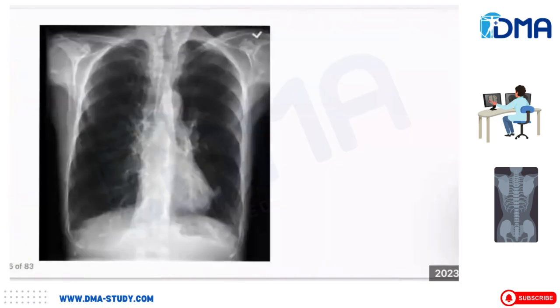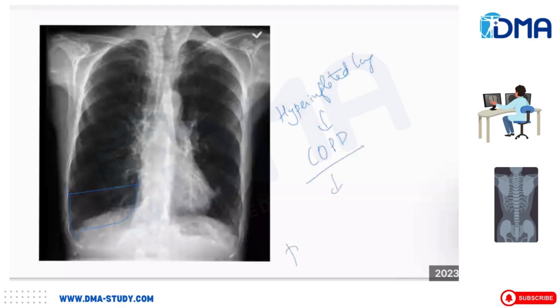Then, what is the diagnosis of this X-ray? The lung has to be stopped in this area, but it has extended. It is a hyperinflated lung. It is seen in COPD patients, and these patients are highly prone to spontaneous pneumothorax.